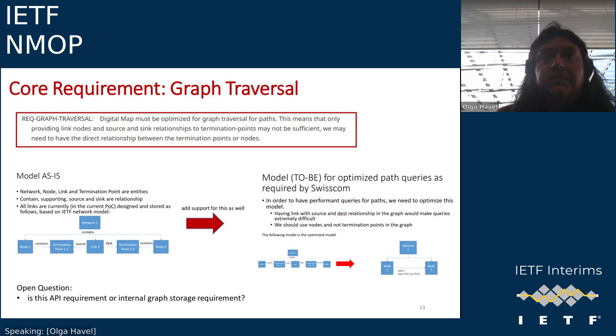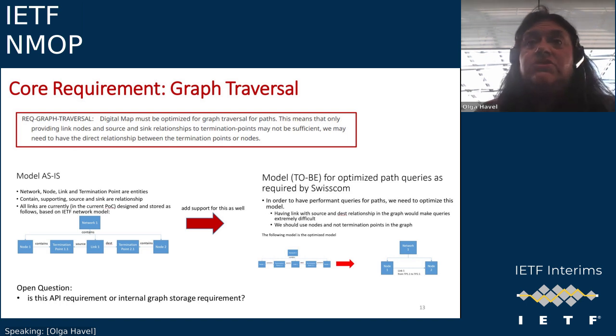This is the requirement, I think, coming from the operator. One of the comments that we got from one of the operators is that by having this kind of model, it's very difficult to traverse the graph and paths using this model. So could we also optimize this model so that we have direct relations from node to node, with information about source, termination and link?